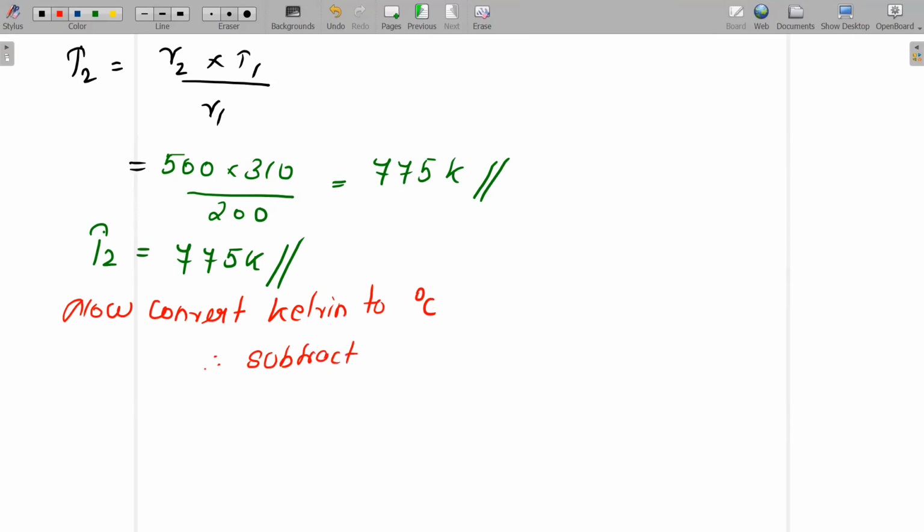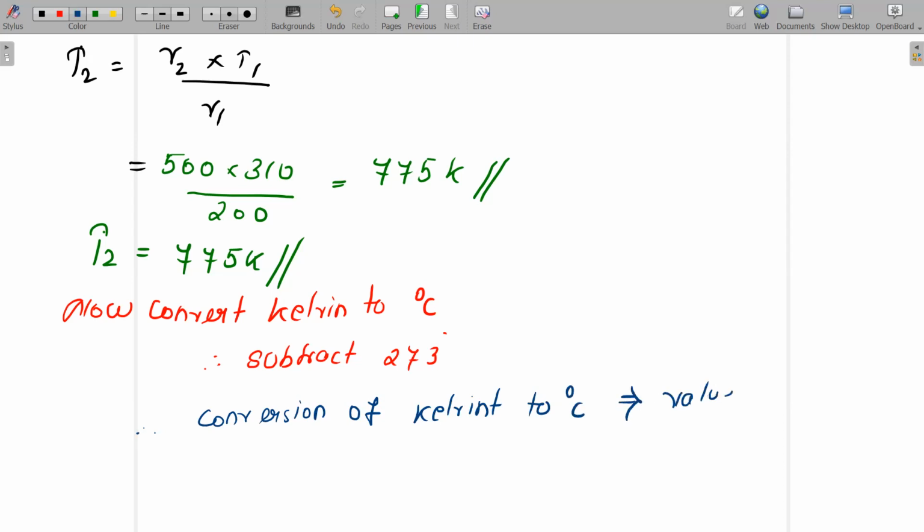Subtract 273 Kelvin. So what happens, children? 273 you should subtract. Therefore, conversion of Kelvin to degrees Celsius.